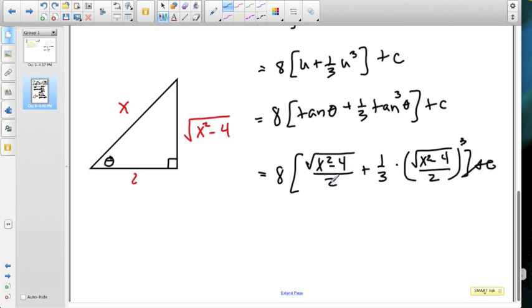At this point, you could probably stop with that expression, or you can go ahead and simplify it. We can distribute the 8 here, so we end up with 4 times the square root of x squared minus 4, plus, and we have an 8 in the denominator and an 8 in the numerator, so we end up with x squared minus 4 to the 3 halves power over 3, plus c.